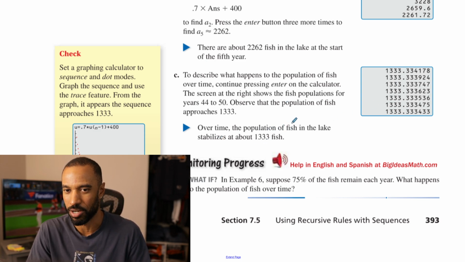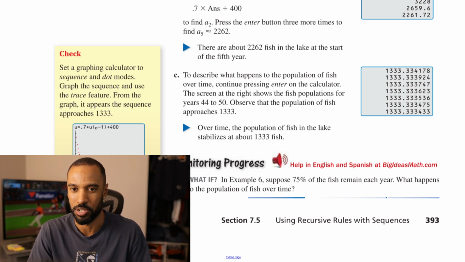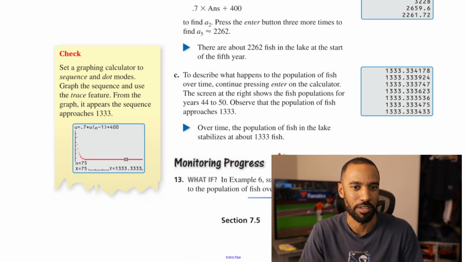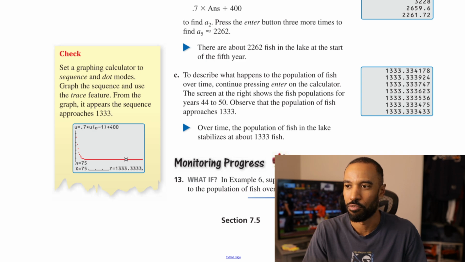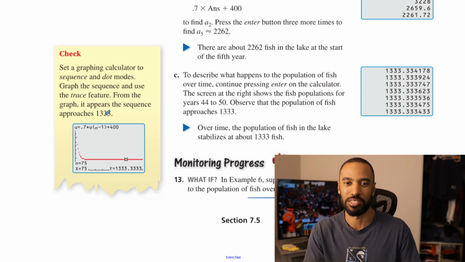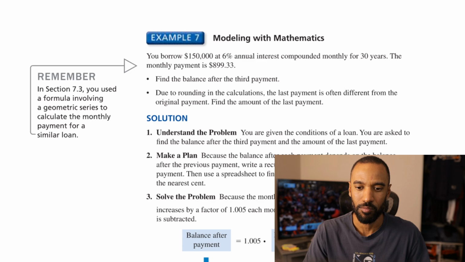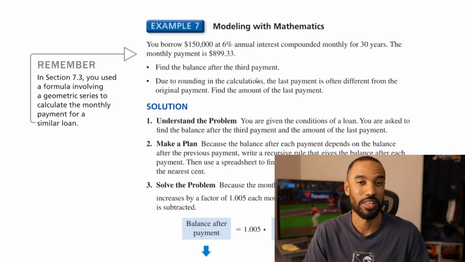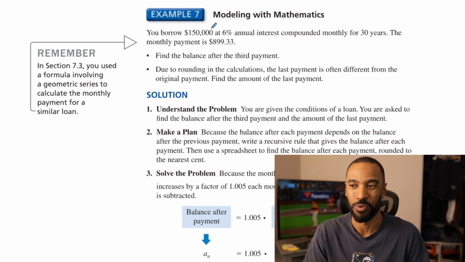Over time, the population of the fish in the lake stabilizes at about 1333 fish. And I'm covering a graph that shows that convergence here. So it's an arithmetic-geometric sequence like that. All right, I'm probably much more invigorated by this lecture than you are, but that was an interesting problem.